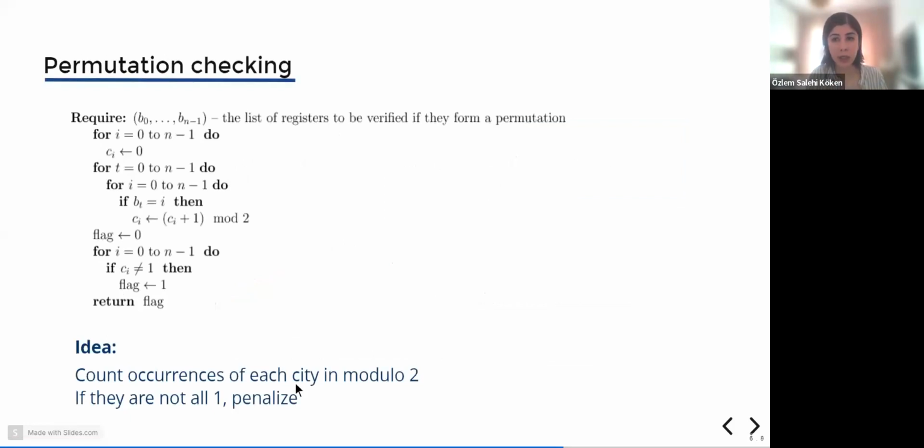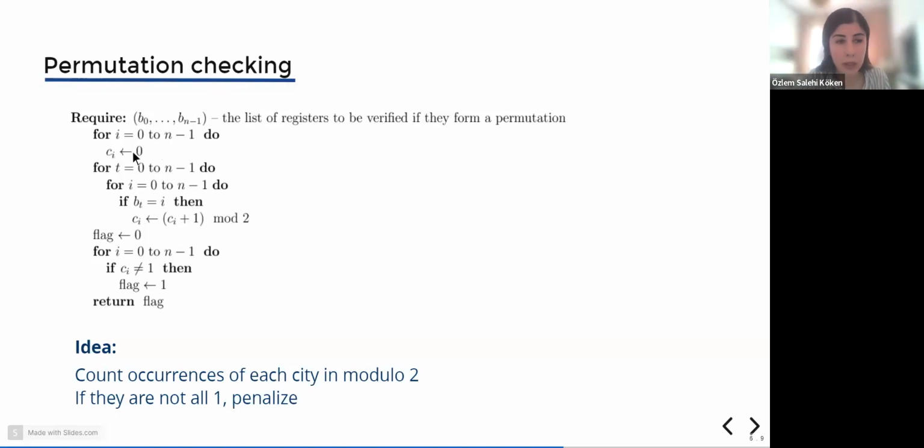First, let's start with checking if some given numbers form a permutation. In this case, we have entities. Each B0, B1, remember, they're encoding the cities in binary. I act like they're integers representing the cities. What we do is the following. The idea is to count occurrence of each city in modulo 2. You see we have those CIs, and inside those CIs, we will count occurrence of each city.